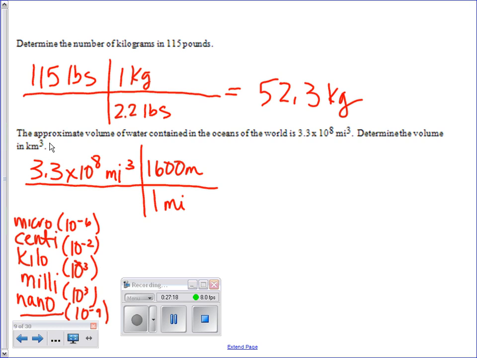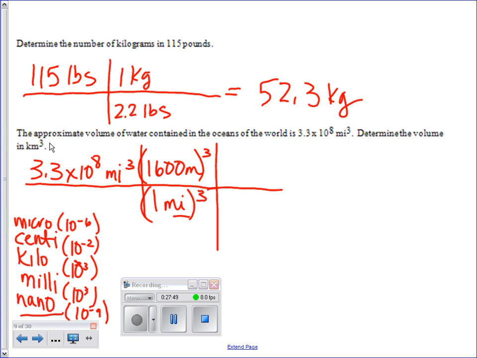So can I cancel out this mile with the cubic mile? No, what do I have to do? Cube. So I'm going to cube this, but if I cube the bottom, I have to cube the top. That cubes the number and the units. Since you're in AP now, I'm not going to make you figure out 1,600 cubed and rewrite it. We're past that at this point. Well, you should be. If you're not, we need to talk. Now my miles cubed cancel, and I'm in meters cubed now.